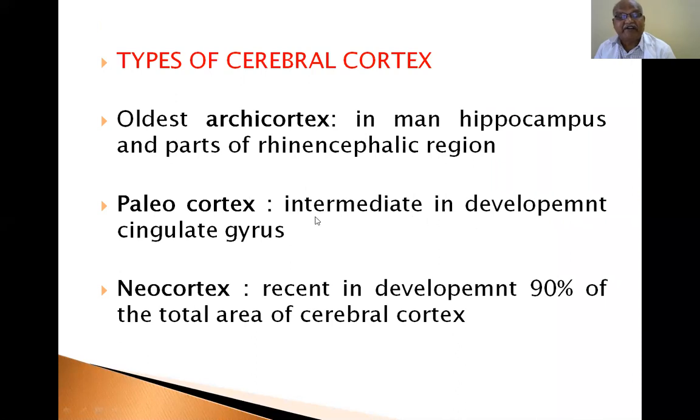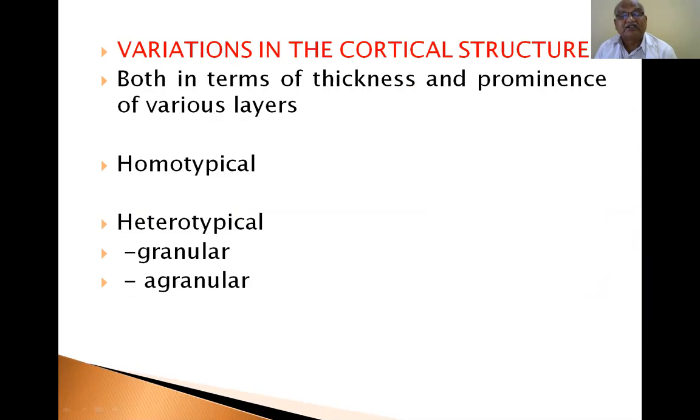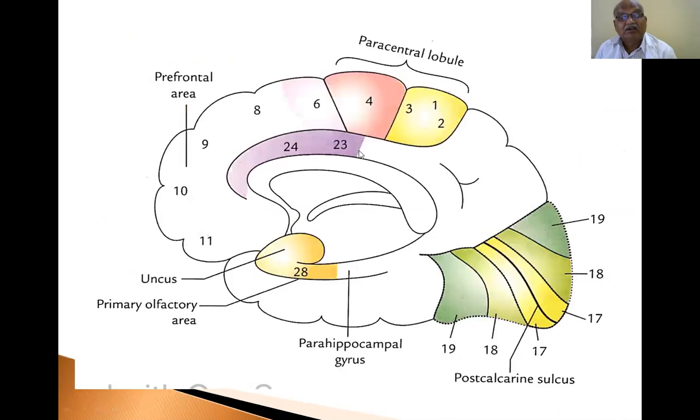Paleocortex, intermediate in development, is the cingulate gyrus. I will show you the cingulate gyrus. This is the corpus callosum. This is the callosal sulcus. This is the cingulate sulcus. So this is the cingulate gyrus, areas 24 and 23, intermediate in development.